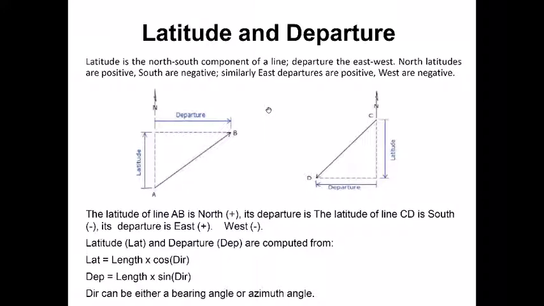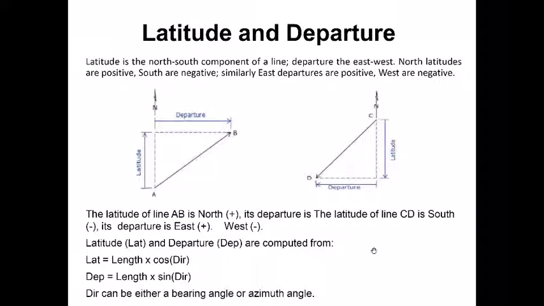But you don't always have to take it from the north. What we are trying to do over here is balance the traverse, or check if the traverse is geometrically accurate, by calculating the latitudes and departures of all the lines. And in order to calculate the latitude and departure of all the lines, you need a reference. And that reference can be north in terms of azimuth.